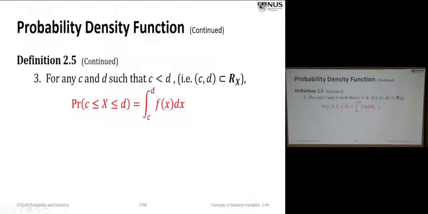Then for any c and d, where c and d is within the range of X, this interval is a subset of the interval for which your random variable takes value. Then the chance of X between c and d is the integral from c to d of f of x.